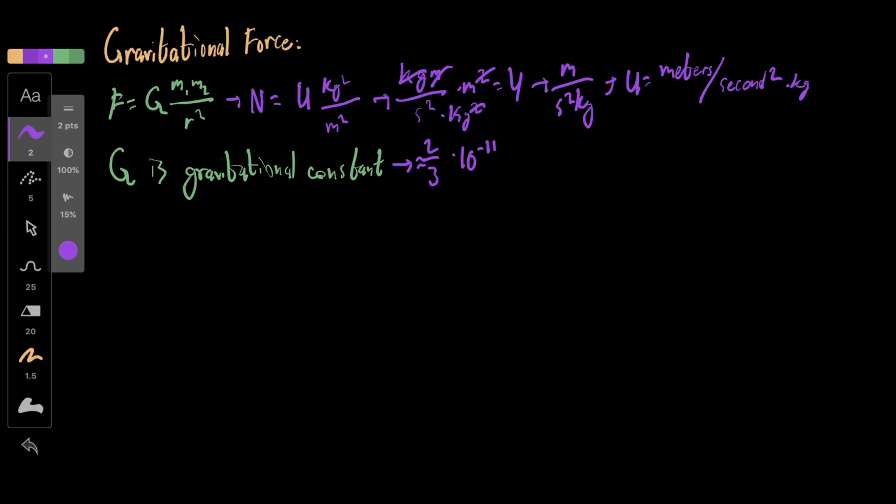Now, m1 and m2 are just the masses of the two objects, and that's divided by r squared. This law is incredibly important and will serve as the basis for pretty much everything we're going to do in this video.